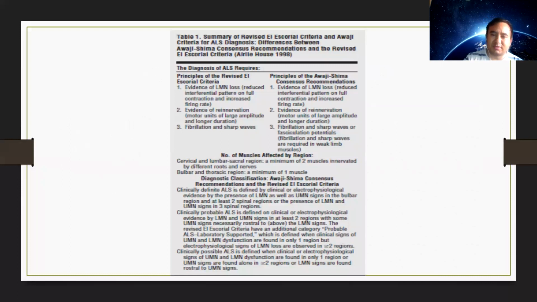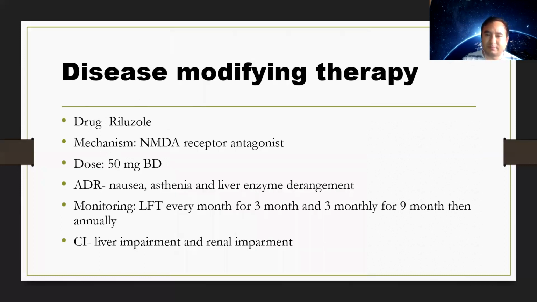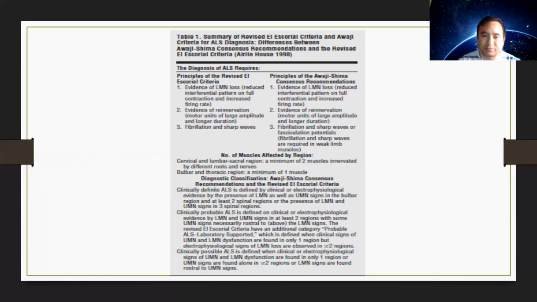So with all these things, there is the El Escorial criteria and the Awaji-Shima consensus recommendation, where they have given criteria to diagnose these conditions, and I have given a summary of these criteria in the second picture. In the Awaji criteria, to say there is definite ALS, there should be involvement of LMN and UMN in at least three spinal segments: cervical, bulbar, thoracic, or lumbar. If there is involvement of any three segments, then it's a definite ALS.